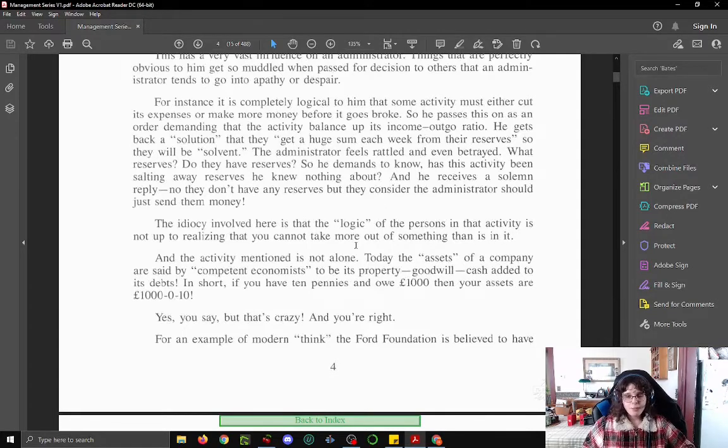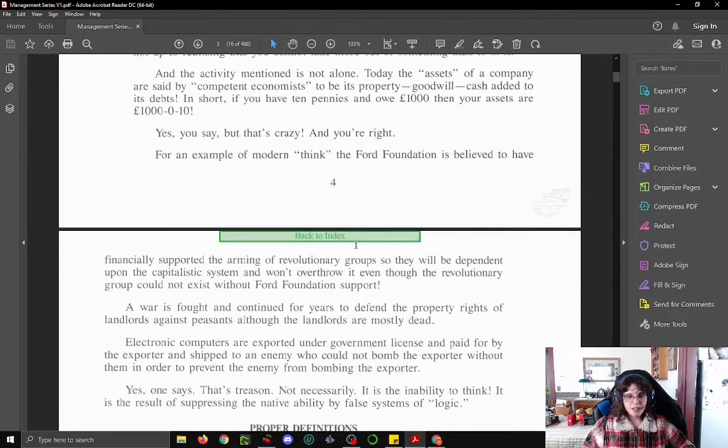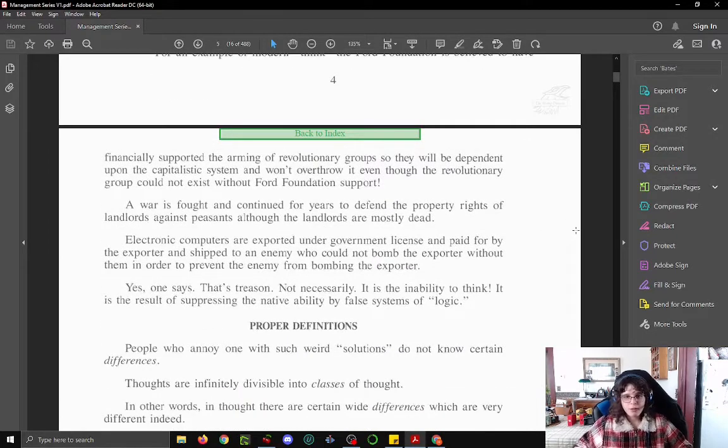For an example of modern think, the Ford Foundation is believed to have financially supported the arming of revolutionary groups so they will be dependent upon the capitalistic system and won't overthrow it, even though the revolutionary group could not exist without Ford Foundation support. A war is fought and continued for years to defend the property rights of landlords against peasants, although the landlords are mostly dead. Electronic computers are exported under government license and paid for by the exporter and shipped to an enemy who could not bomb the exporter without them in order to prevent the enemy from bombing the exporter.